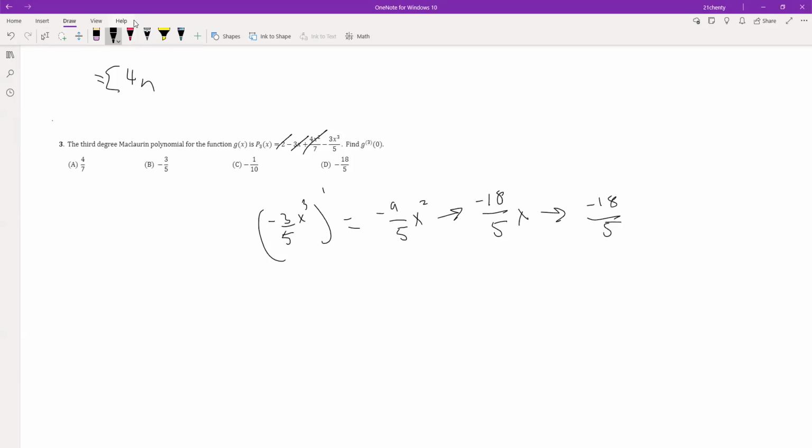And so the subsequent terms are all going to have an x, like the term after this, whatever it is, it's going to have some value, but it's going to be times x. And since x equals 0, all of these are going to cancel out, right? And so those are all 0, and we are left with negative 18/5, so D is the correct answer.